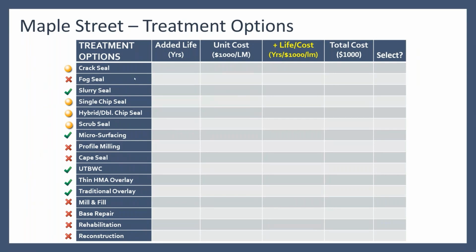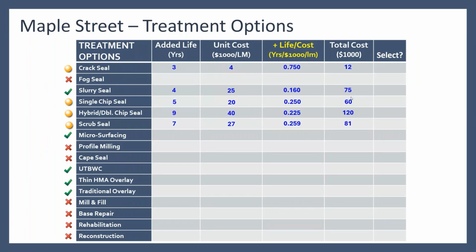So for all the things that we think might be a good option, we're going to look at how many years of life would be added, what is the unit cost, and I've got this in terms of thousands of dollars per lane mile, and then calculate that years per $1,000 per lane mile. That's that equivalent annualized cost. Also, figure your total cost in terms of thousands, and let's do that for all of the options that we think might work.